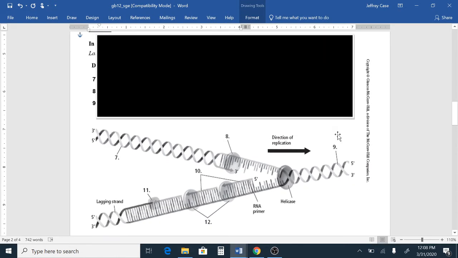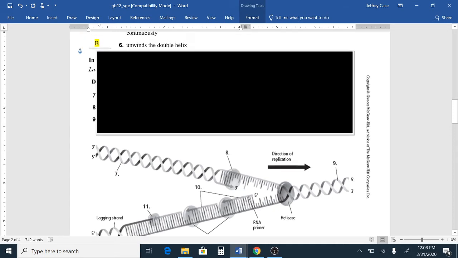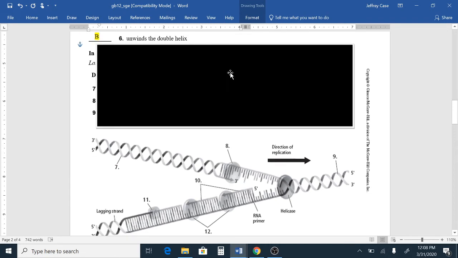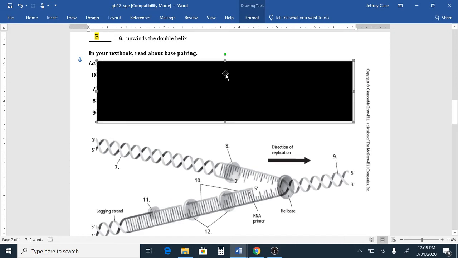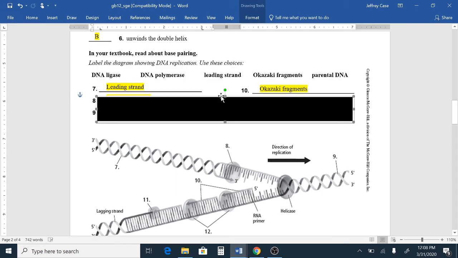If I can get this. Okay, I think you can see everything now. But I can't. Hold on. What's going on here? Okay, here we go. Okay, here we go. Number 7. Okay, and 10. Yeah.